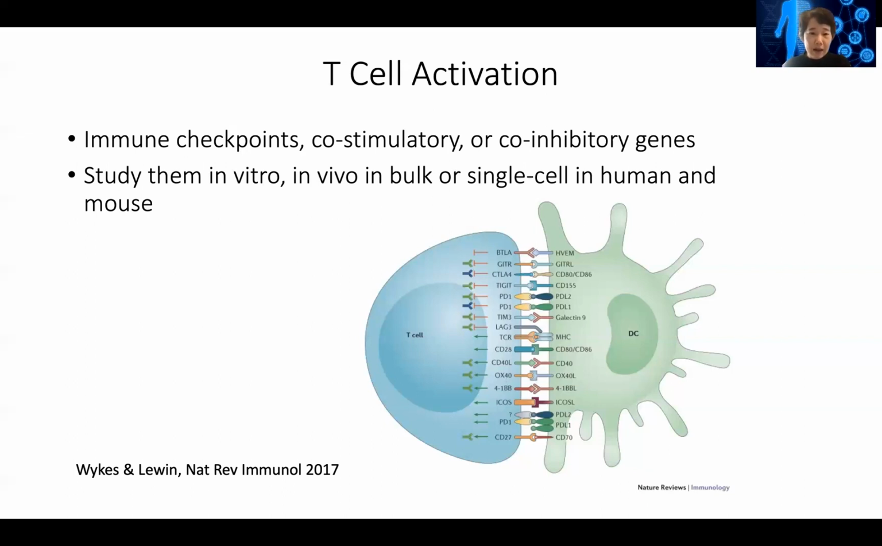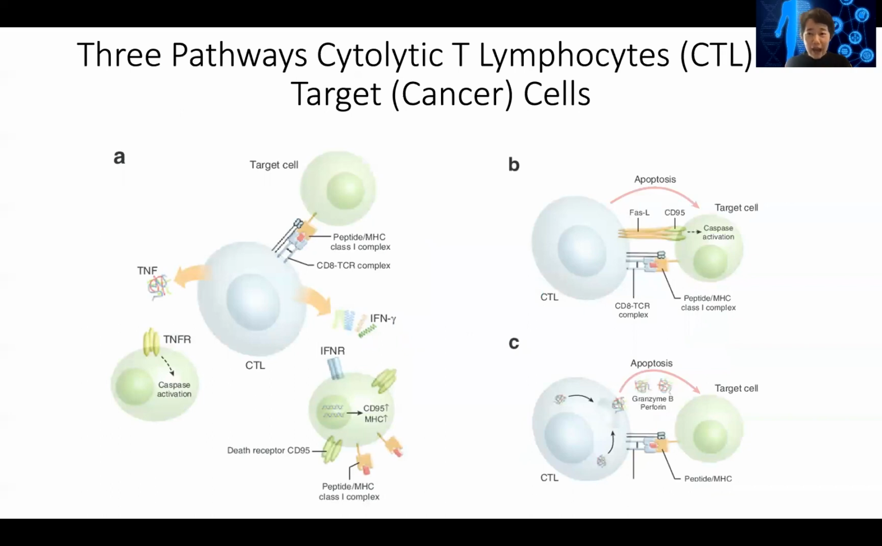But one way to understand the T cell activation and also identify these molecules is to study them in vitro, meaning outside the body in cell lines or cell cultures, in vivo, meaning in mouse, and also potentially in human tumors. And this can also be done either in bulk RNA-seq or single cell RNA-seq in recent years. And so when the T cells are activated, it can use 3 different pathways to effect a cancer cell killing.